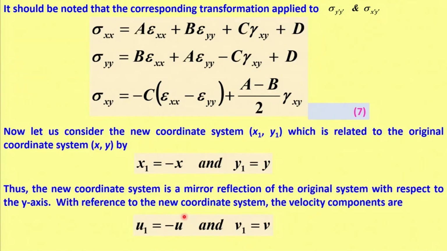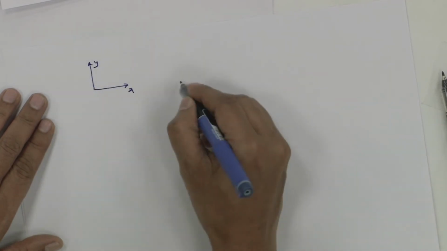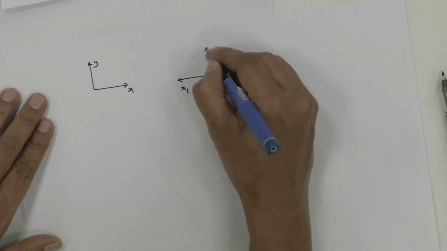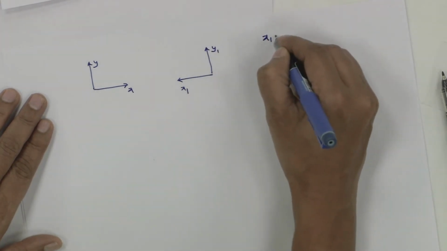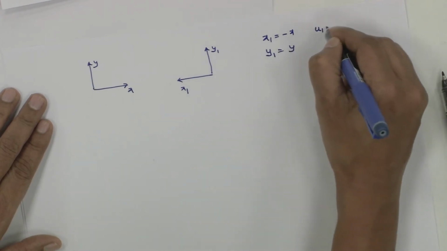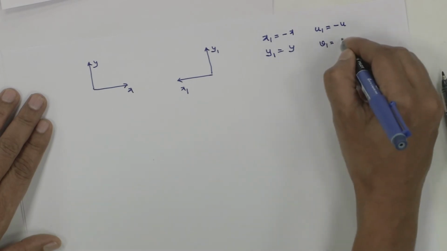Now, so far I had rotated. Now I will take mirror coordinates. Mirror coordinates means, I had x and y, now I will take x1 and y1. That means x1 equal to minus x, y1 equal to y. That means u1 equal to minus u, v1 equal to v.